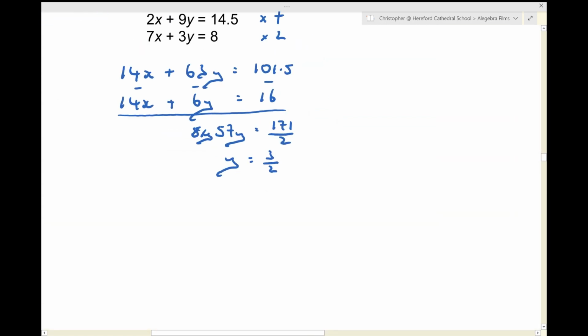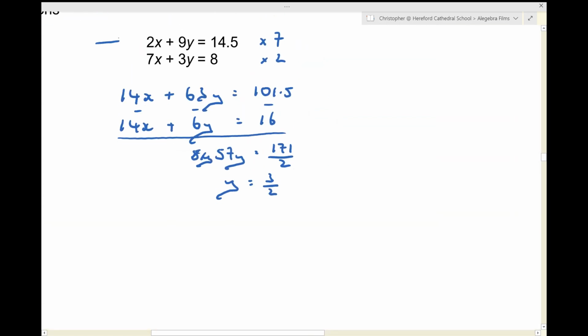Okay, we're going to substitute that value of y into this top equation. So 2x plus 9 times 3 over 2, 9 times y, is 14.5. So that's 2x plus 27 over 2, on my calculator when I do 9 times 3 over 2, equals 14.5. Minus 27 over 2 from both sides. 2x is 1, so x is a half.